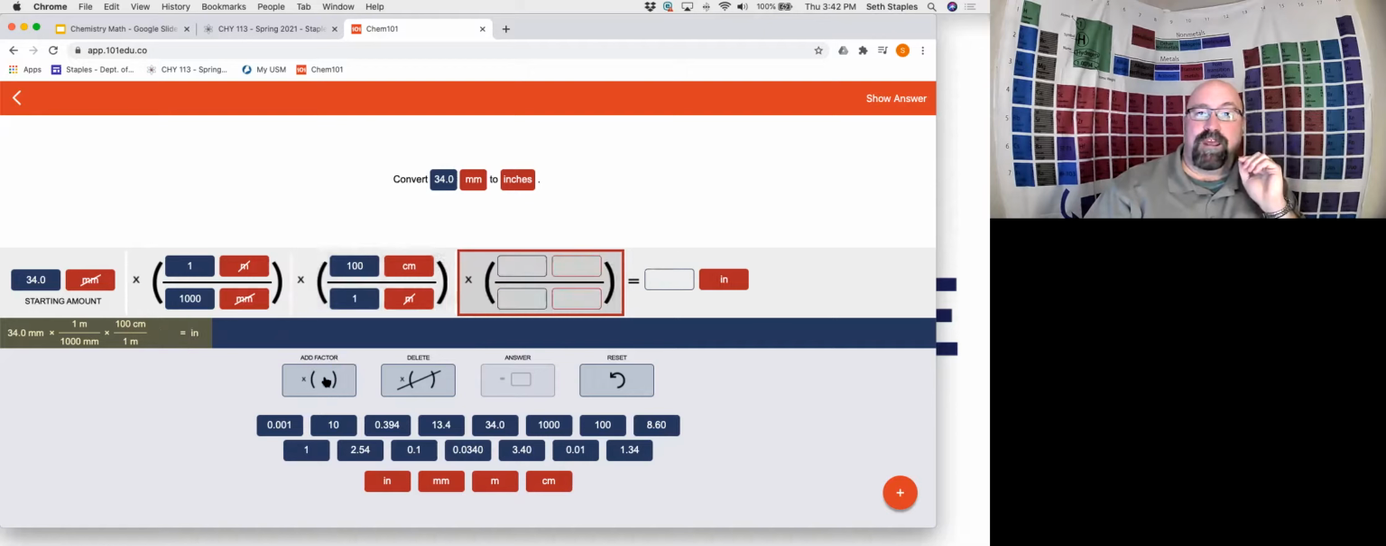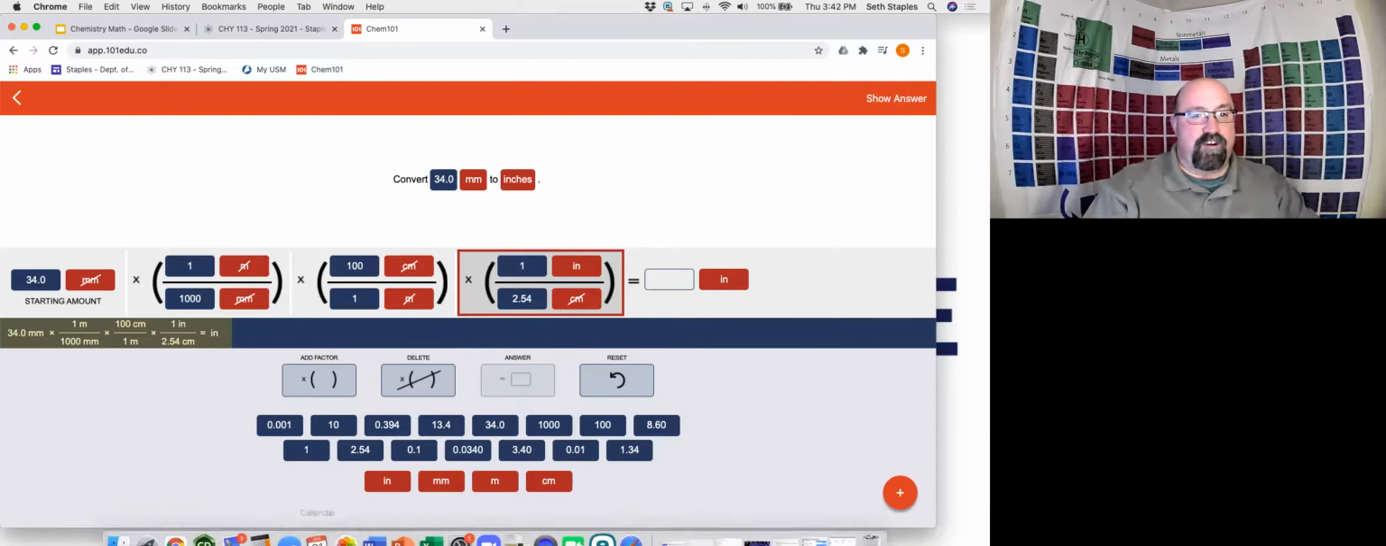I'd mentioned before that I know the conversion factor between centimeters and inches. I'm going to drag centimeters down here, so that'll cancel out. Drag my inches, get my 2.54, that is 2.54 centimeters per 1 inch. And then Chem 101 walks you through it down here. And so then we would put that into our calculator.